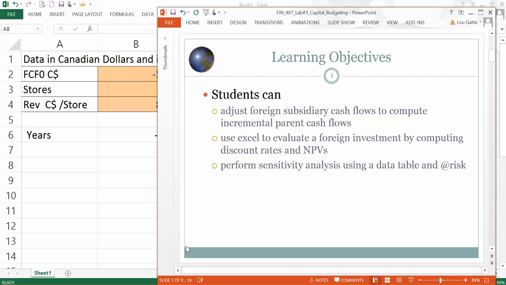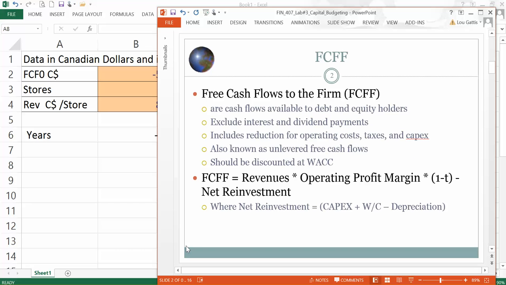In this lab, we're going to look at calculating an NPV of an investment in a foreign country. So we're going to go from foreign subsidiary cash flows to parent US dollar cash flows, calculate net present value, and perform a sensitivity analysis using a data table and @RISK. We're going to use free cash flows to the firm.